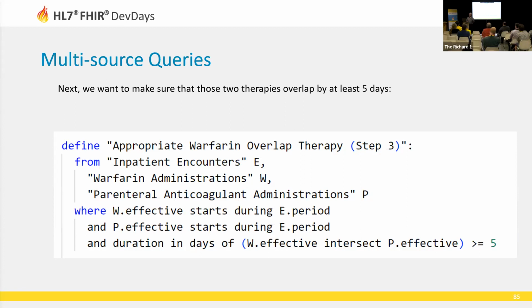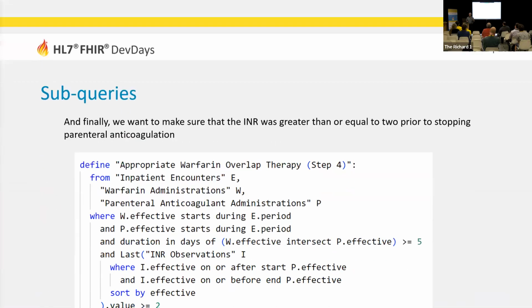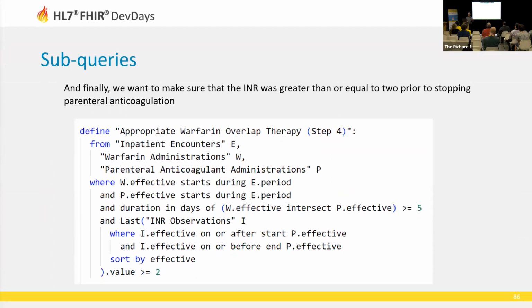Note that that's just the integer 5 because I asked for duration in days, right? And finally, we want to make sure that the INR was greater than or equal to 2 prior to stopping parenteral anticoagulation. And so what we do then is say that the last INR observation that's on or after the start of the parenteral and on or before the end of that parenteral, so that INR is during that parenteral therapy, and sort that by the effective. So we take the most recent INR in that set, and we say the value of that is greater than or equal to 2.